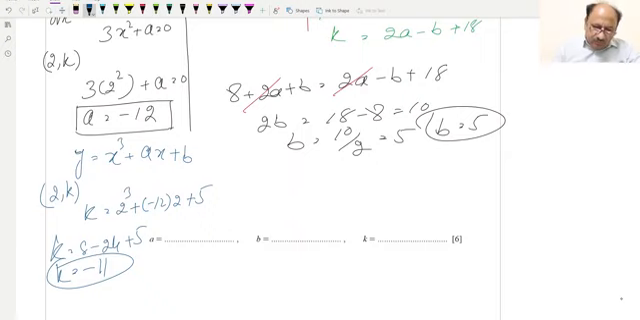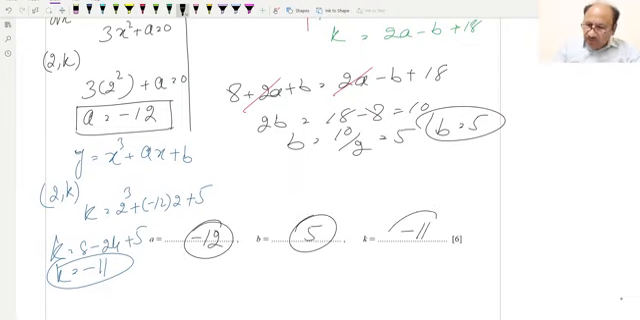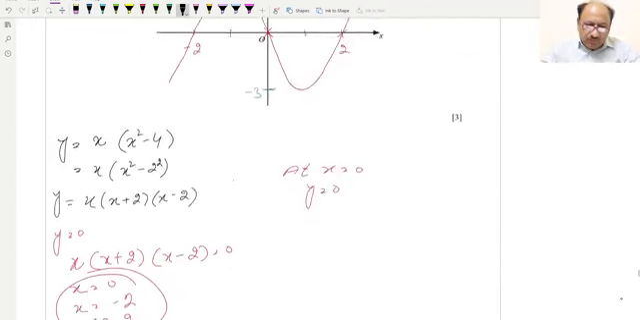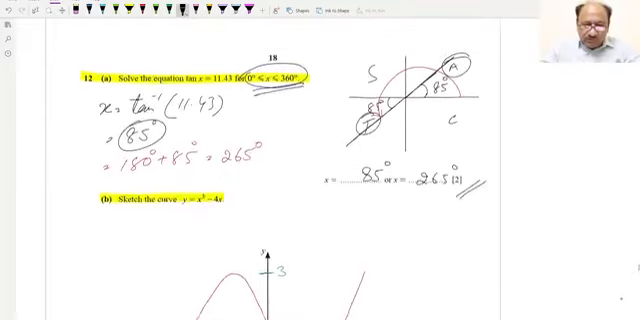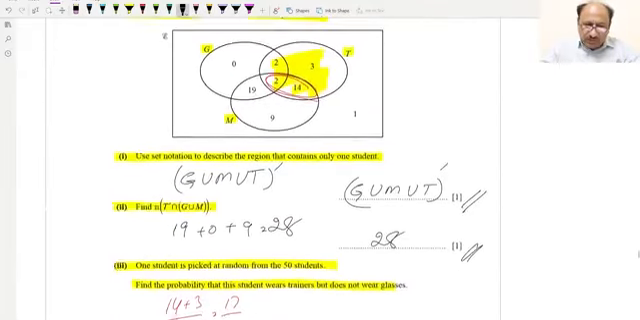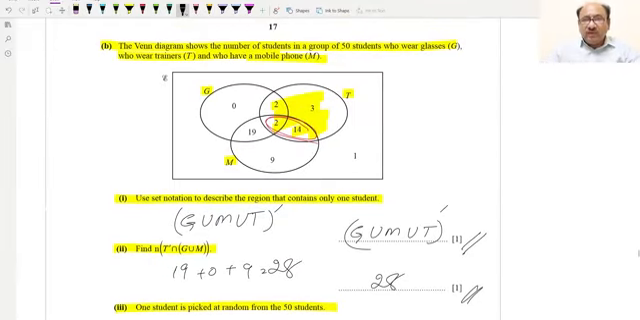We got all three values which were required, so our answer will be: a is minus 12, b is 5, and k is minus 11. And this was a 6-mark question, very easy, straightforward. If you know the technique, you can solve it easily. That is not an issue. So we are done with the paper. Hopefully you understood each and everything.